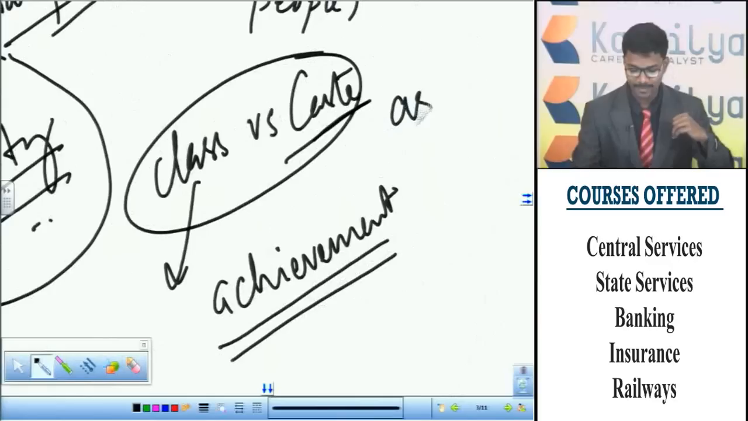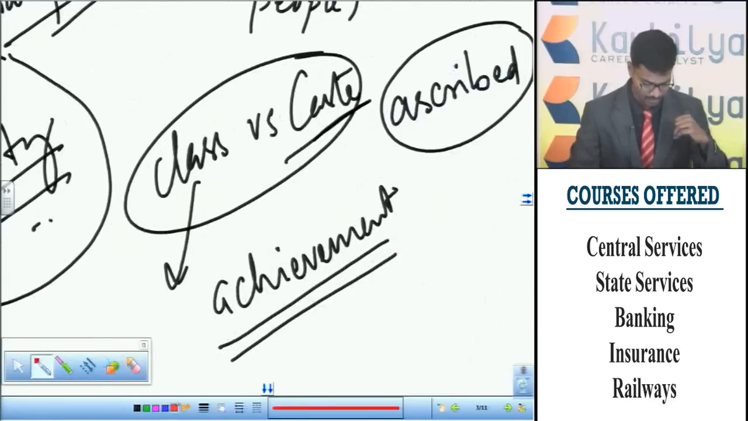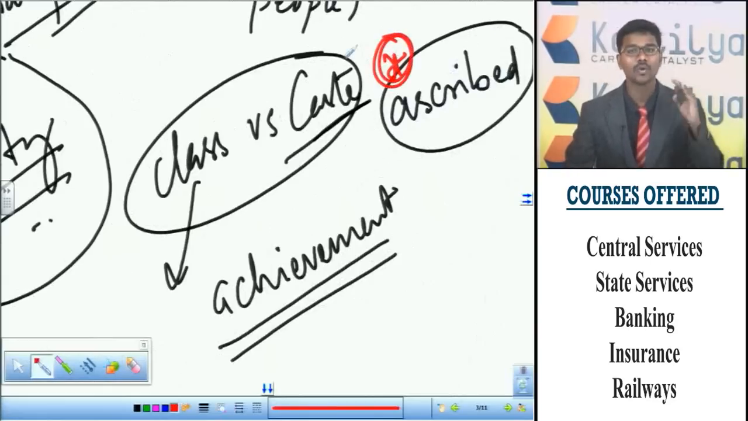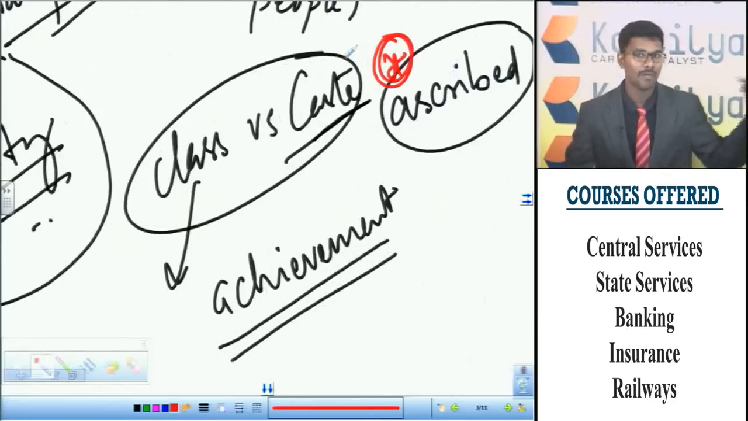Caste is ascribed. Please note down this name. Ascribed, it is important. Ascribed means it comes through birth. Say for example, my caste is whatever my father's caste is, that comes to me. The same way with all the people. All the people who are staying in India, their father's caste will come to them. That is ascribed in nature.